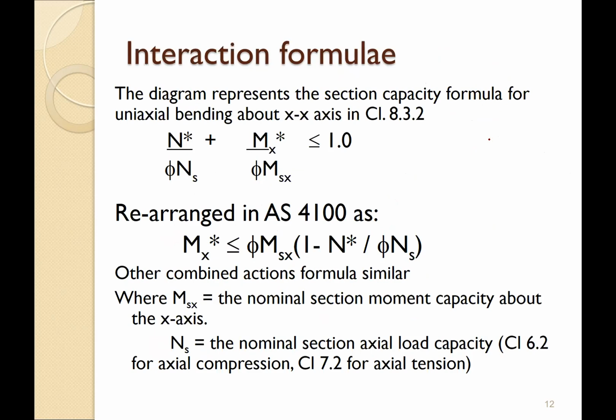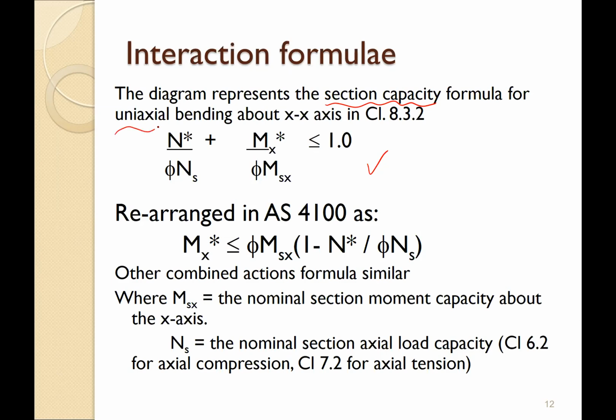So you can see the same thing, the interaction formula which I have just shown you. So this diagram represents the section capacity formula for uniaxial bending about x-axis. Now, one thing I'll tell you here, please read the terms very carefully. We are talking about section capacity here, very clear. So first we are looking at section capacity, because as you have said, if section capacity fails, then there is no point in going further. So first look at the section capacity formula.